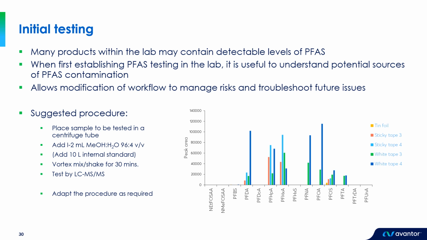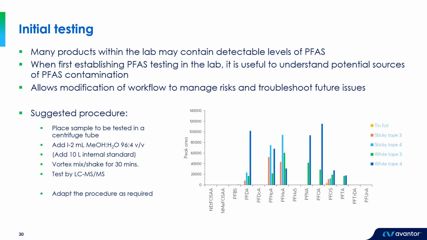So to test the material, we follow quite a simple procedure. We place a sample of what we want to test in a clean centrifuge tube. We add a milliliter of 96% methanol into the centrifuge tube, and we can also add internal standard if we want to quantify the data after the analysis. And then we vortex for 30 minutes and test by LC-MS. Of course, this procedure can readily be adapted as required in your own lab.